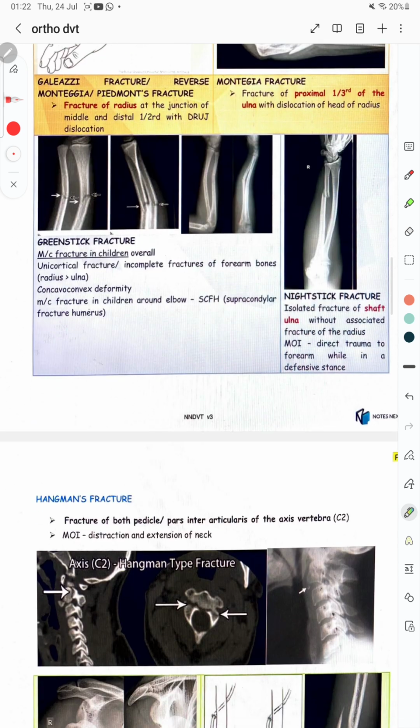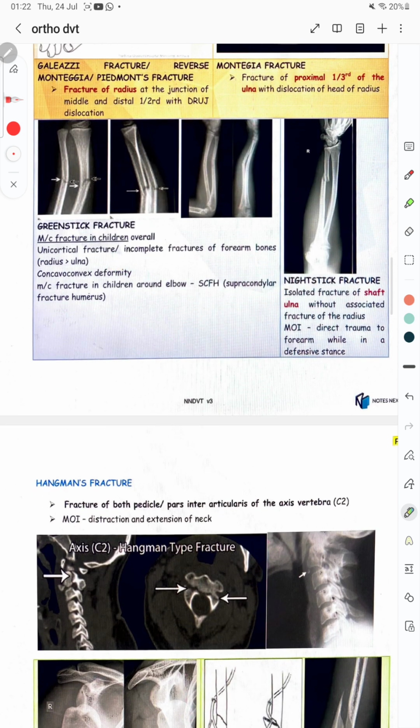Okay. Then we have greenstick fracture. What is greenstick fracture? It is the most common fracture in children overall. So this is important. Unicortical fracture, incomplete fractures of the forearm bones. Concavo-convex deformity. The most common fracture in children around the elbow is supracondylar fracture of the humerus.